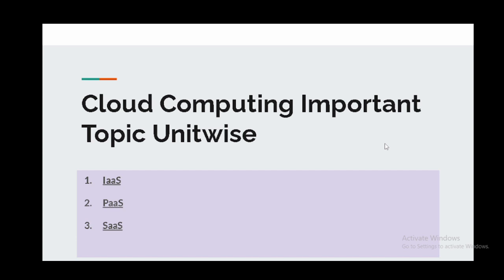IaaS, those services that provide infrastructure to the organization or to its customers. What does infrastructure mean here? Suppose I want to host one software, one application for the users, so that is a basic requirement. Now what are those things that are required to host this application? So the first thing is the servers that are required there.